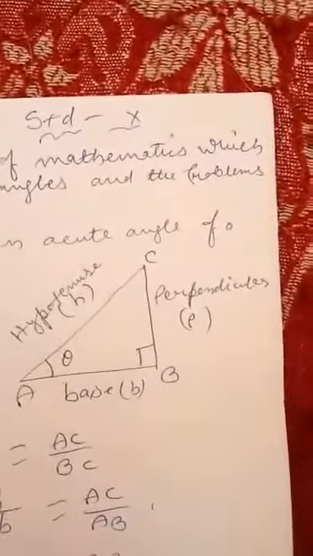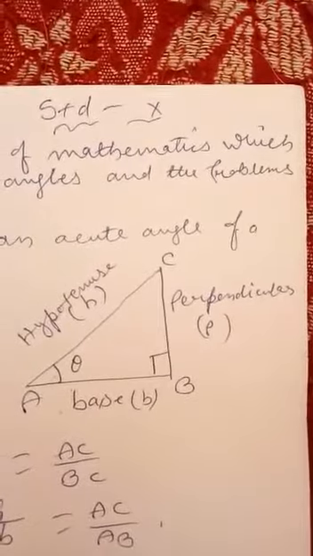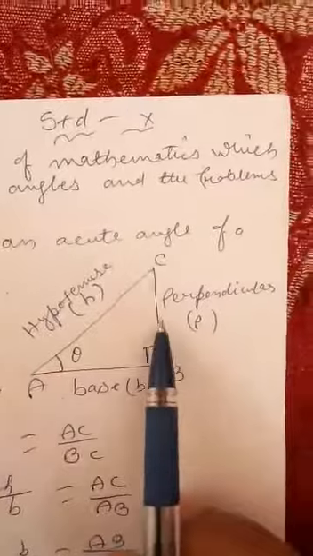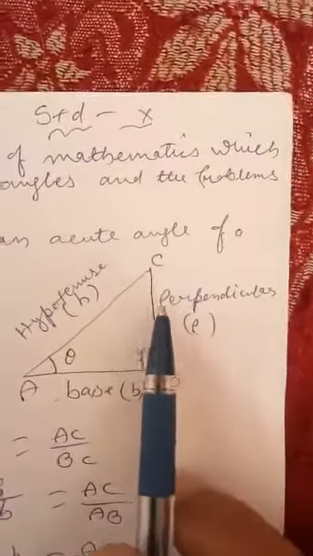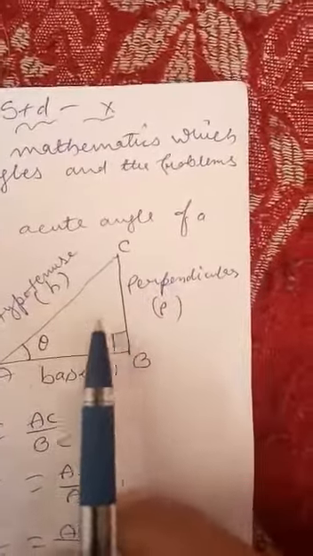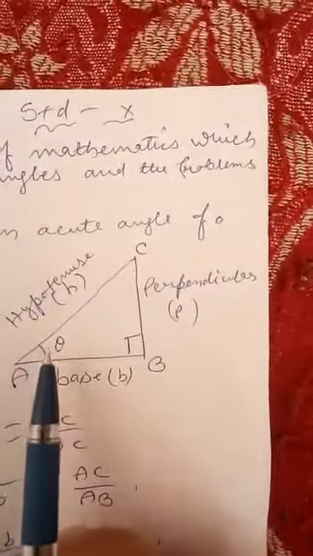Dear students, there are 6 trigonometric ratios. So if anyone asks you what do you mean by trigonometric ratio, you can say the ratio between any two sides of a right angle triangle with an acute angle is called trigonometric ratio.